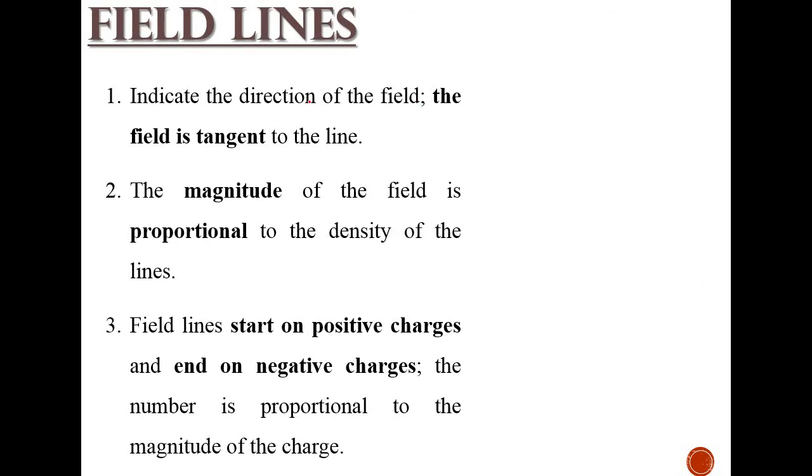So these are the properties of the field lines. The field is tangent to the line. The magnitude of the field is proportional to the density of the lines, and the field lines will start on positive charge and end on negative charge.